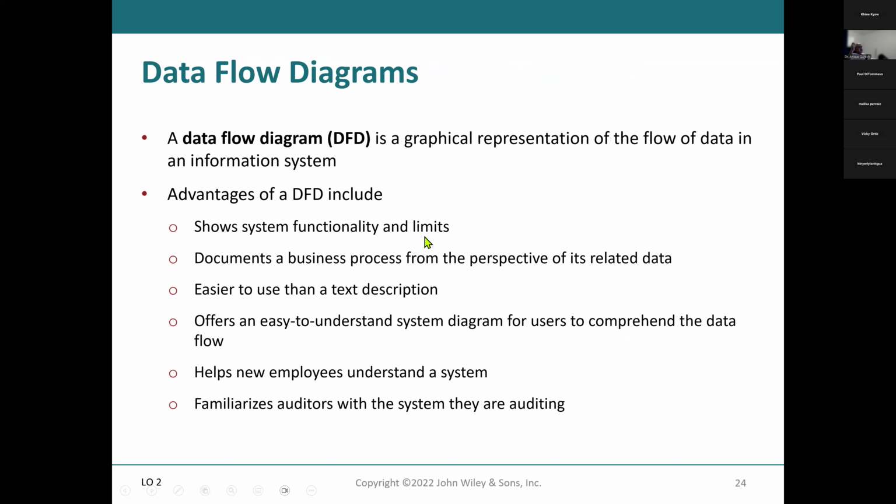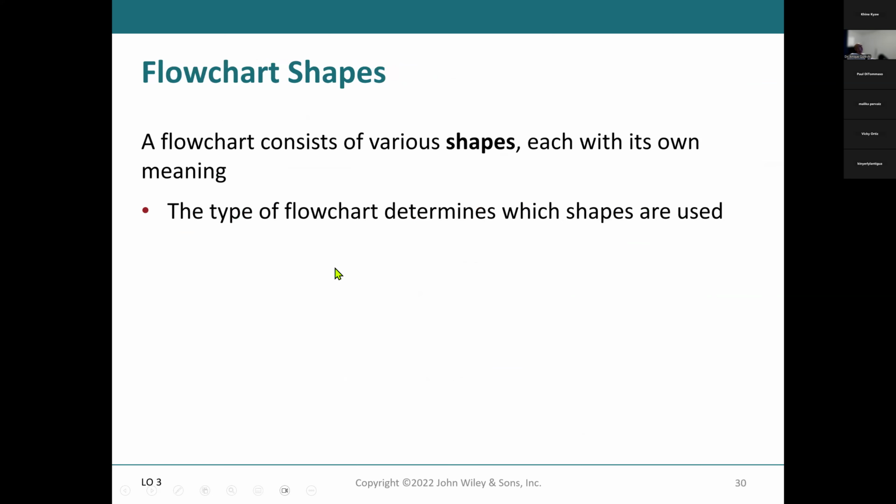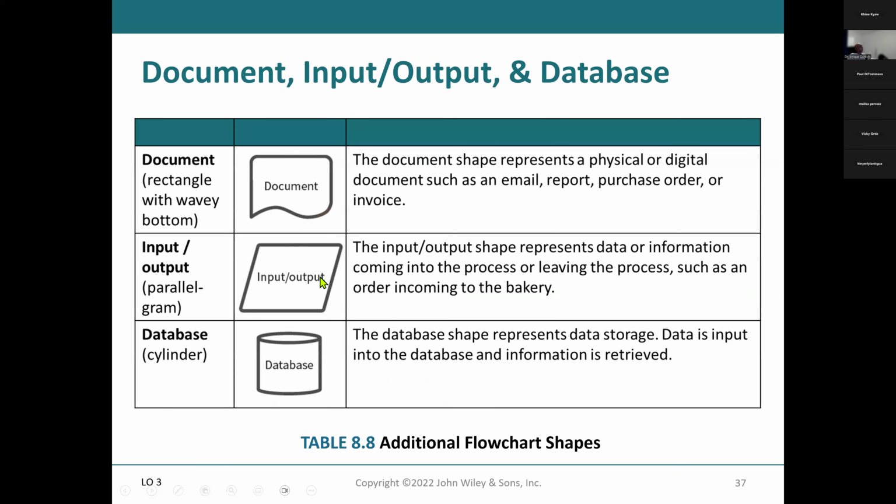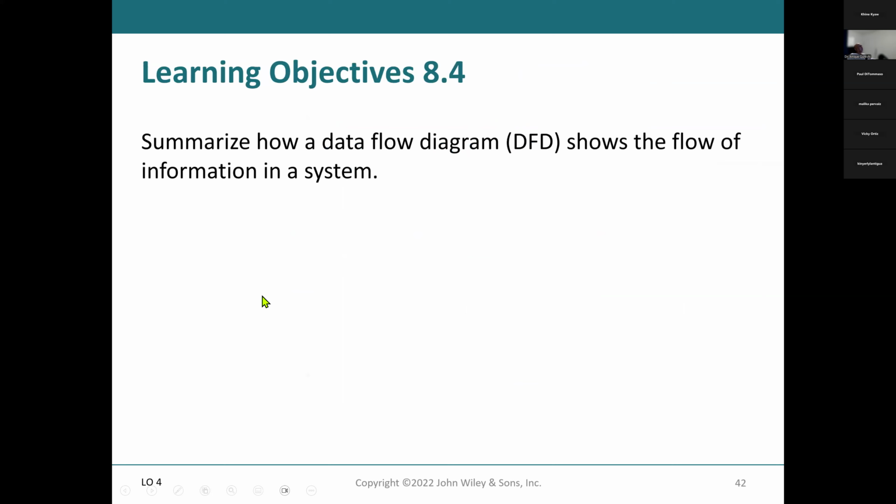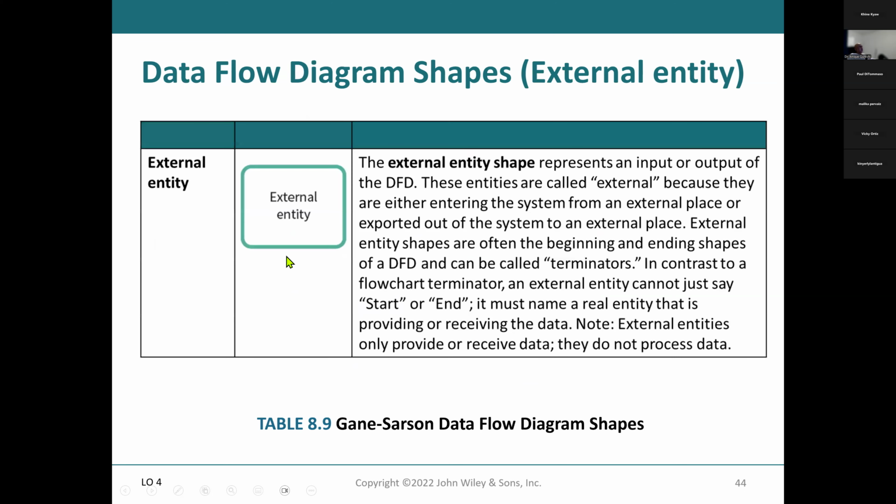It shows system functionality and limits, documents a business process from the perspective of related data, is easier to use than a text description, and offers an easier to understand system diagram for users to comprehend data flow. So this is all focused on data flow, helps new people understand the system and helps the auditor use the particular system. So this is the data flow diagram. And this is what we just went through.